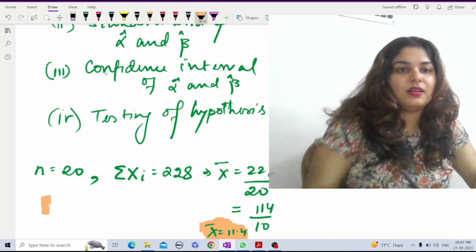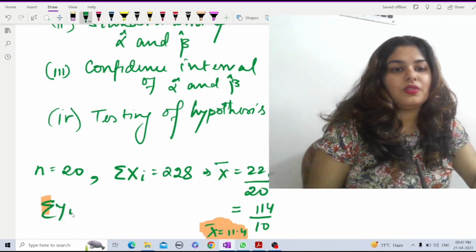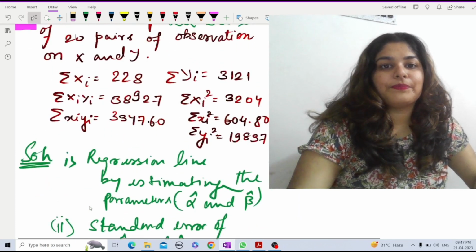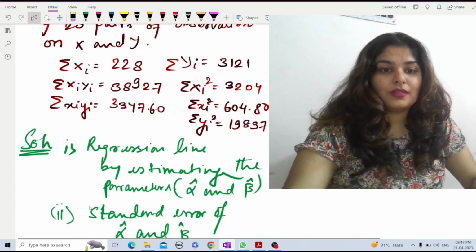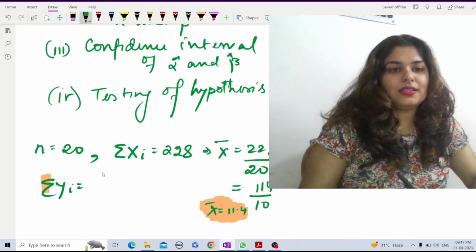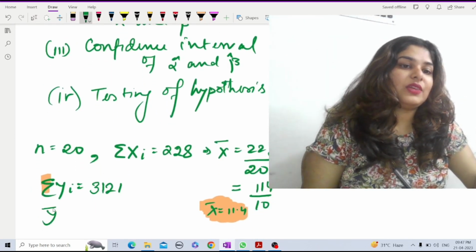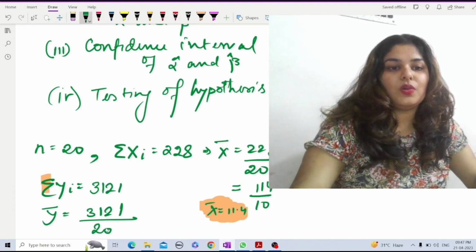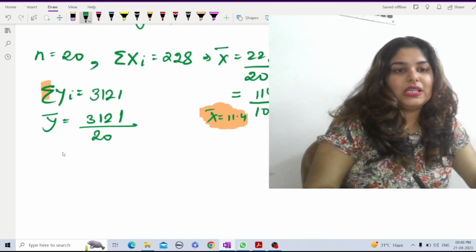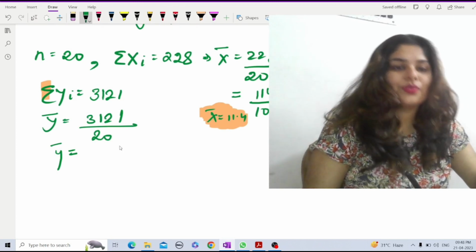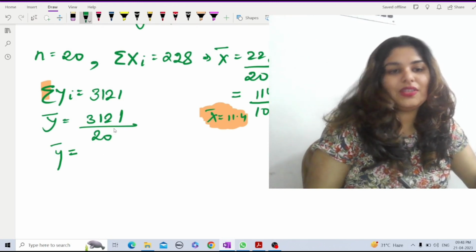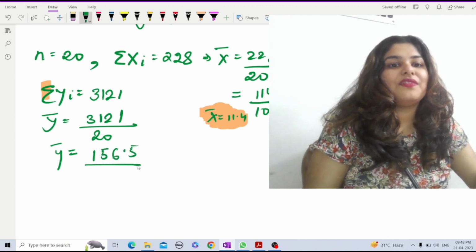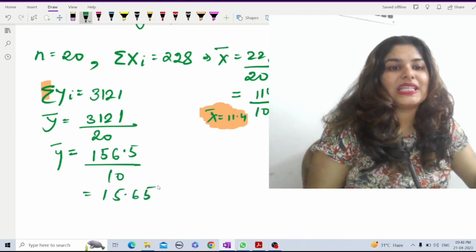Next, what is given is summation yi. How much is summation yi given in the question? Let's figure out. It's 3121. So then again we can calculate y bar is equal to 3121 by 20. If we simplify it, we get 15.65 as our y bar.